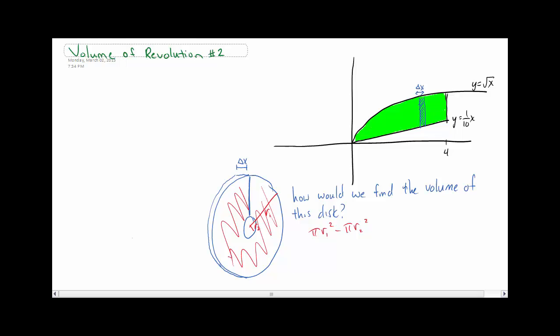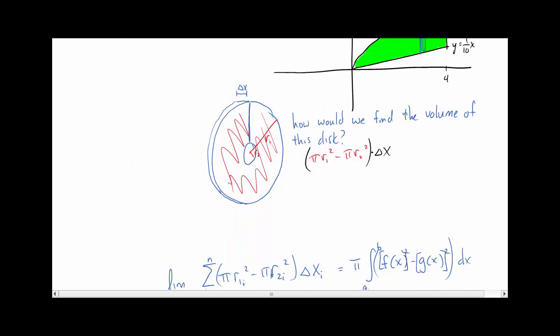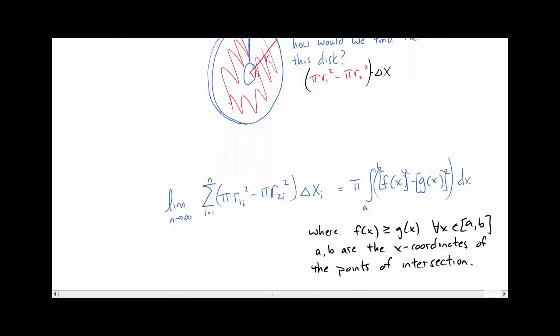But since we're finding volume, we have to take that area of the disk times the height, which I've called delta x. And of course, we're going to add together a whole bunch of these little disks all the way down. So we're getting this formula: the limit as n goes to infinity of the sum from 1 to n of pi r1 squared minus pi r2 squared times delta x. And taking that limit converts this into an integral with our dx.